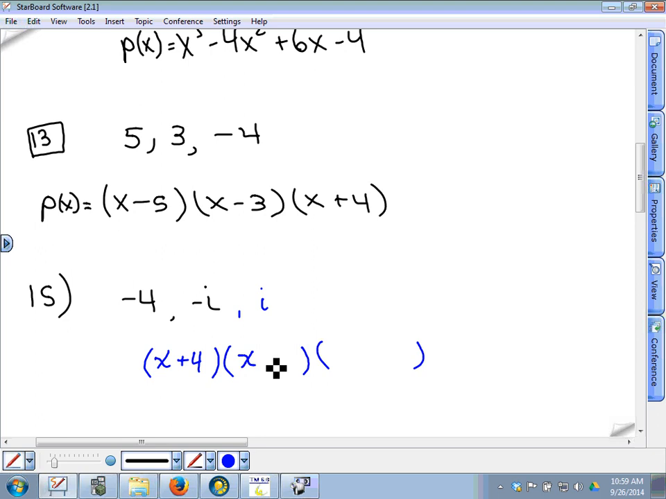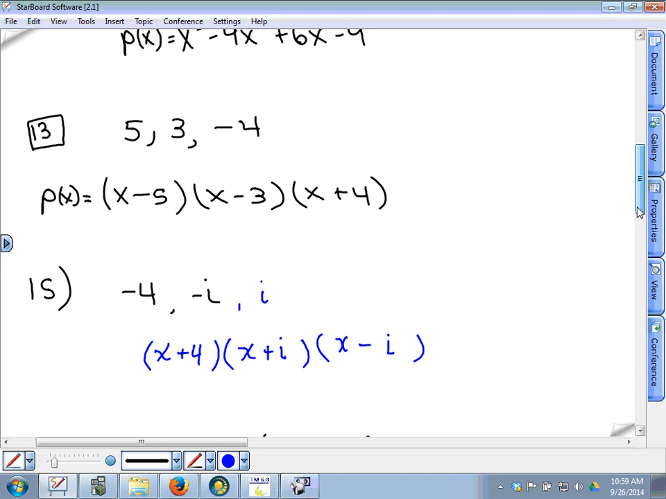x plus i. x plus i, and then x minus i. Does it matter if the x plus i and the x minus i are switched? Doesn't matter. You'd end up at the same spot. Yeah. Because they have to come in pairs. The conjugate zeros theorem says any type of imaginary root or zero always has to come in a pair.